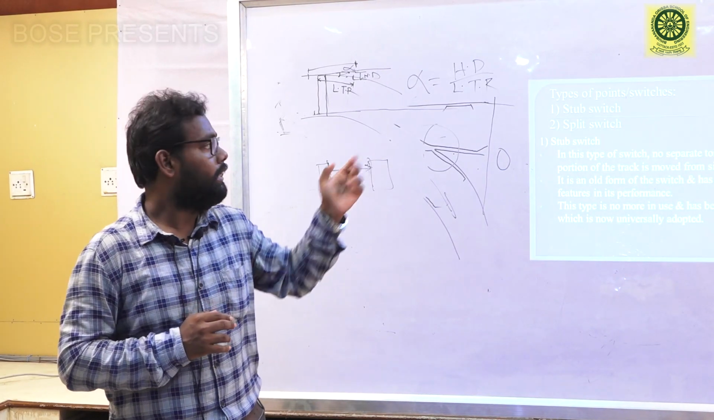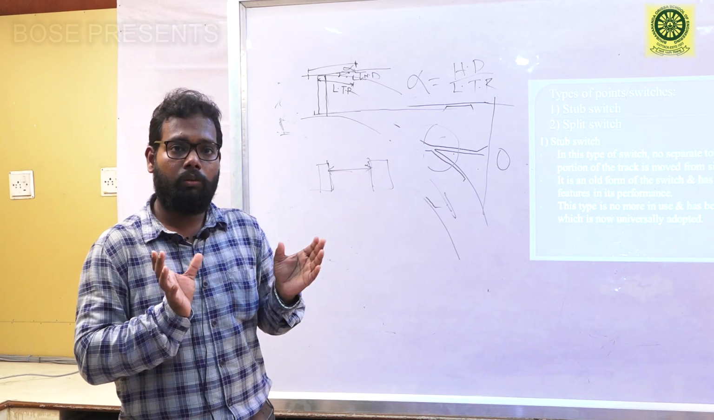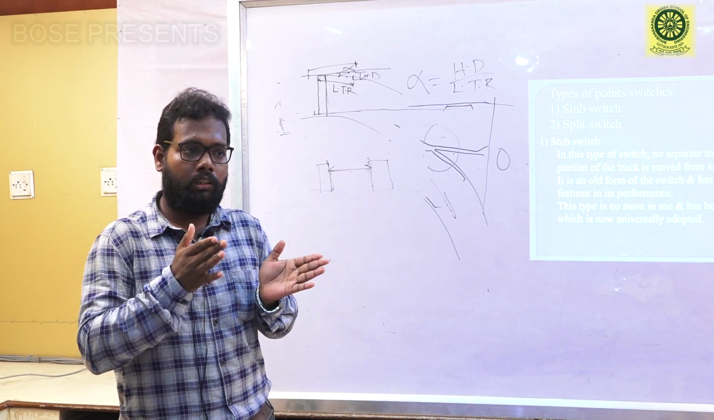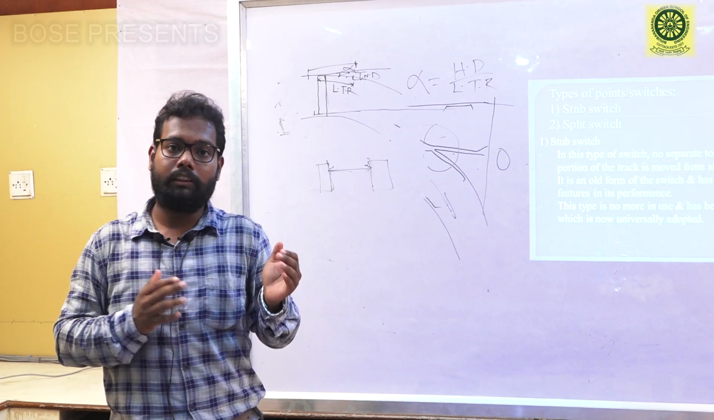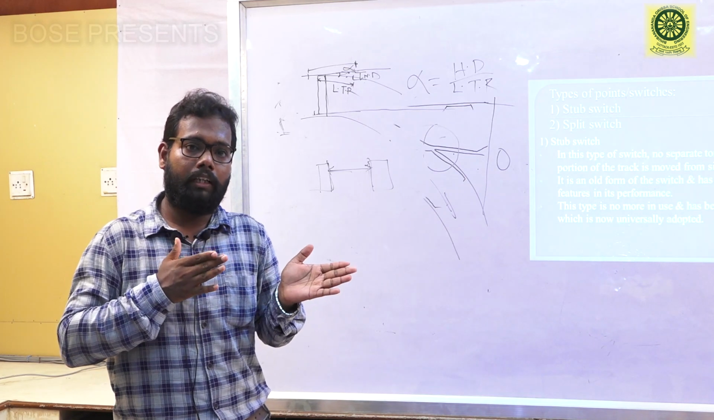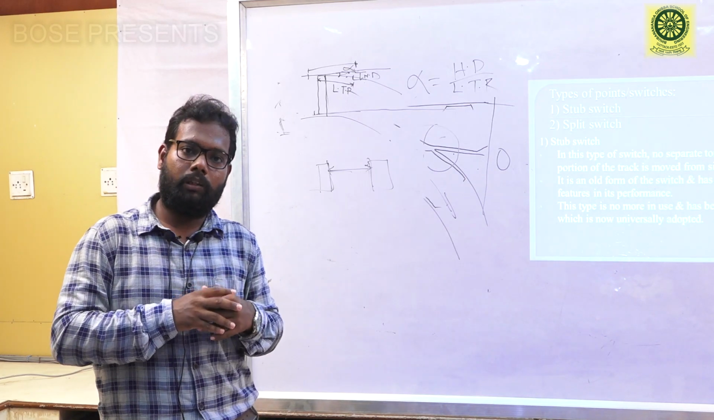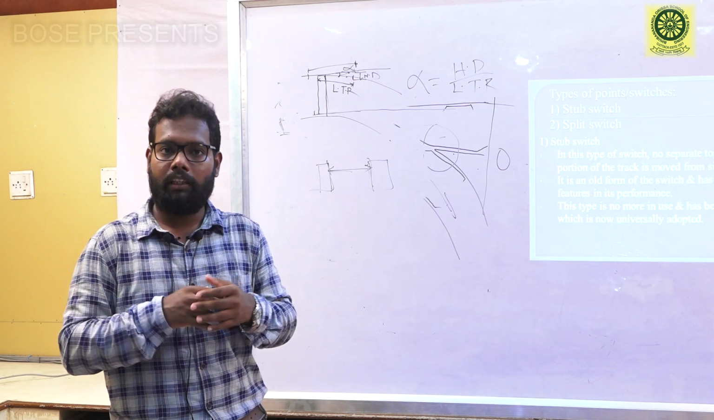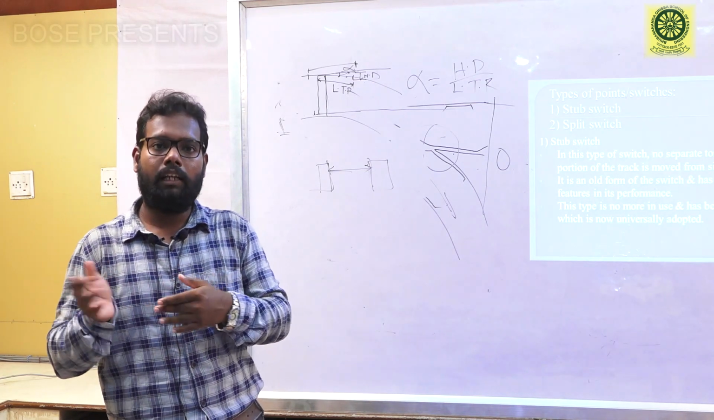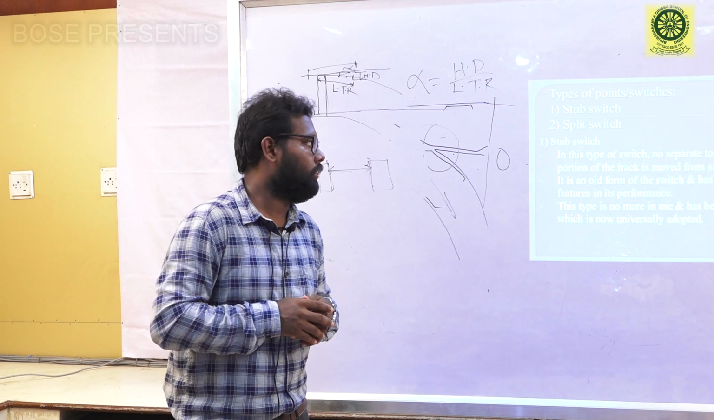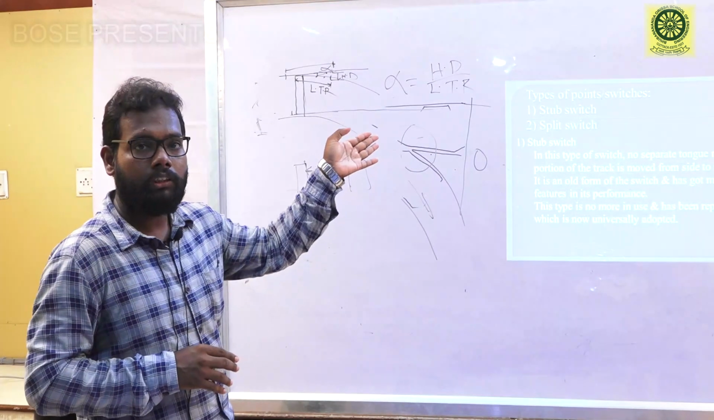But in case of what? Split switch, there we use tongue rail, and tongue rail is attached or fitted with a stock rail which is operated with the help of a stretcher bar. Then we can choose the path of train accordingly, either straight, left or right or in other direction. So look at the slide. What is the stop switch?